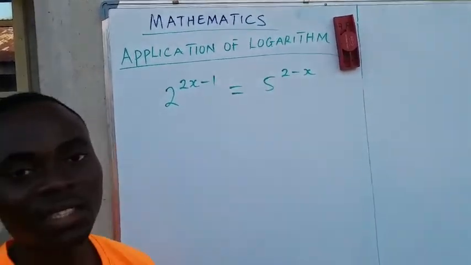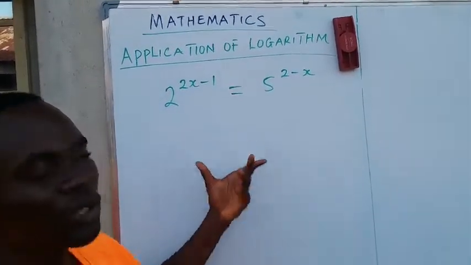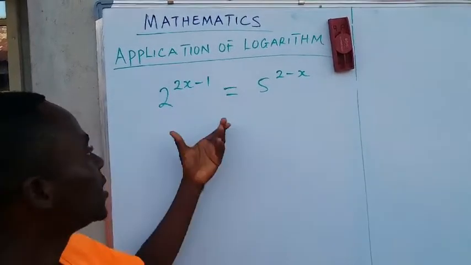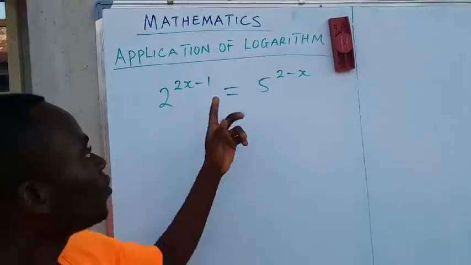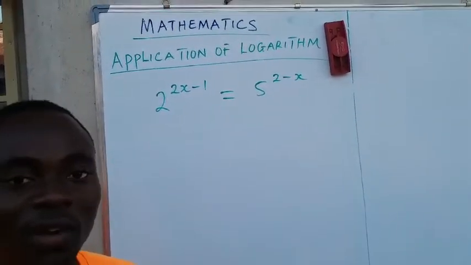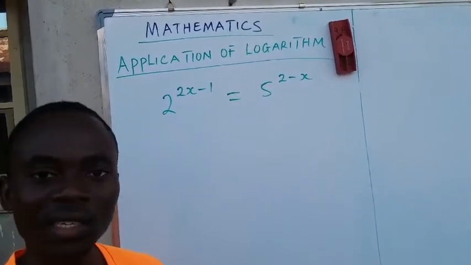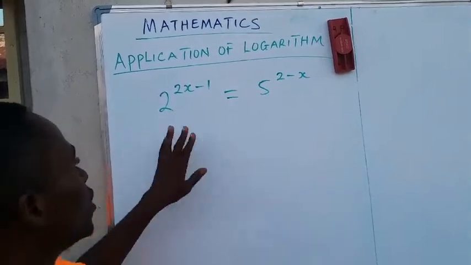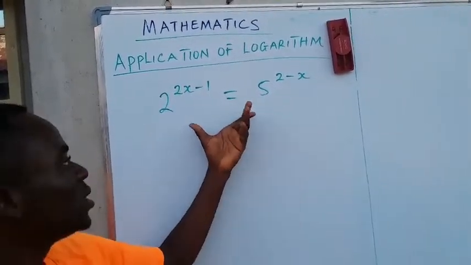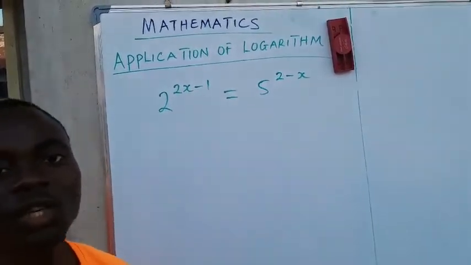Now, the interesting thing I want to let you know is this index equation can actually be solved, and it can be solved by the application of logarithm. That is the beauty of logarithm. So logarithm is now helping us to solve an index equation in which the bases are not the same. So how do we go about solving such an equation? By the application of logarithm.